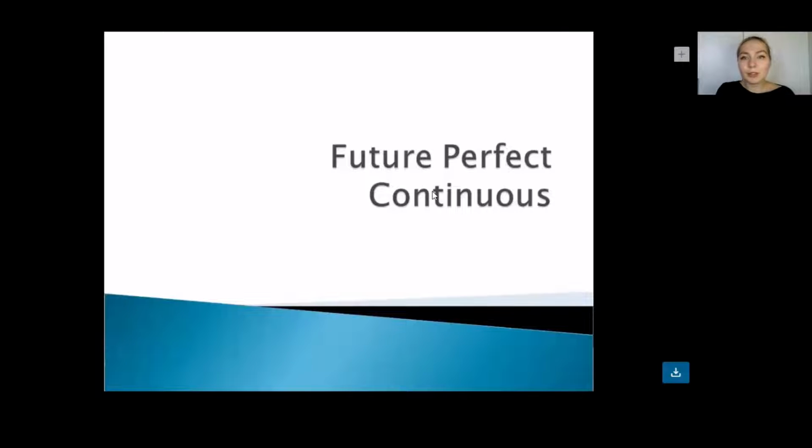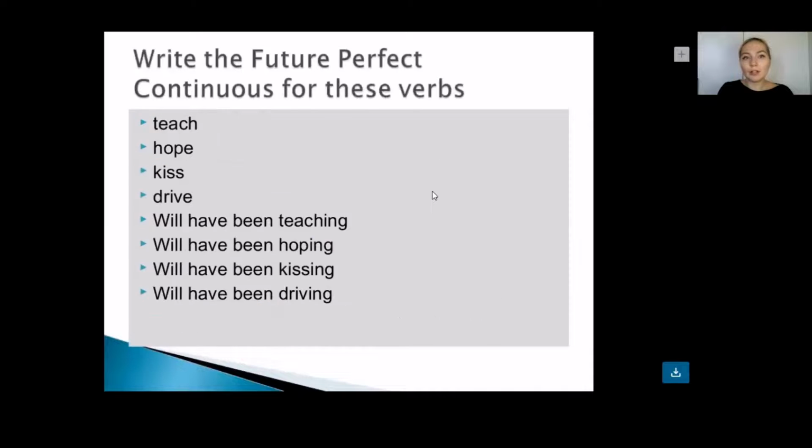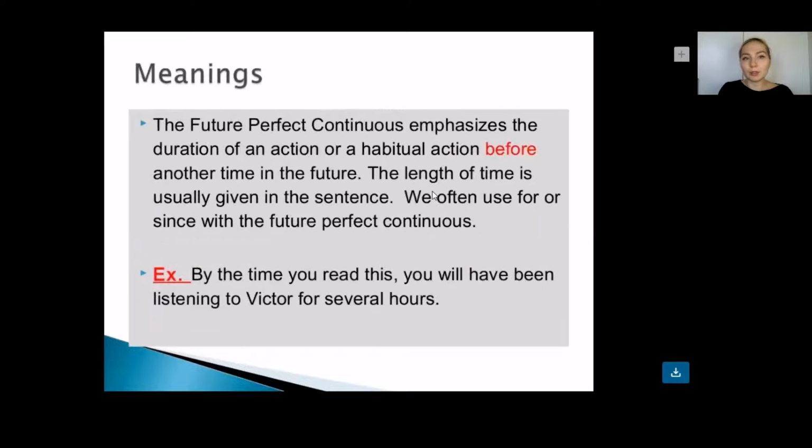Okay, and now we're switching to the future perfect continuous. So when do we actually use future perfect continuous? Future perfect continuous emphasizes the duration of an action or a habitual action before another time in the future. The length of time is usually given in the sentence, and we often use for or since with the future perfect continuous. So the basic adverbs for future perfect continuous will be for and since.